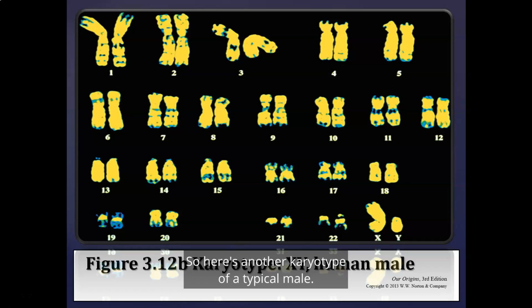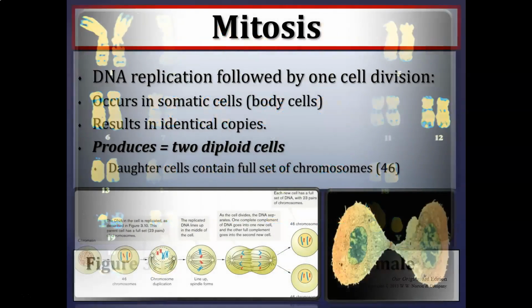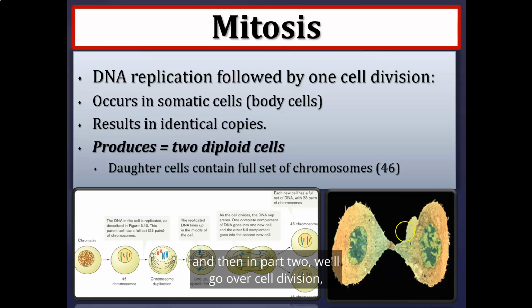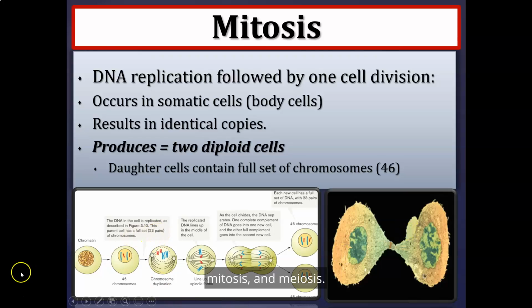So here's another karyotype of a typical male, so pair number 1 through 22. Those are the autosomes, and then the 23rd pair, those are his sex chromosomes. He has one X and one Y. So this is a karyotype of a biologically typical male. All right, let's go ahead and pause here, and then in part 2, we'll go over cell division, mitosis, and meiosis.